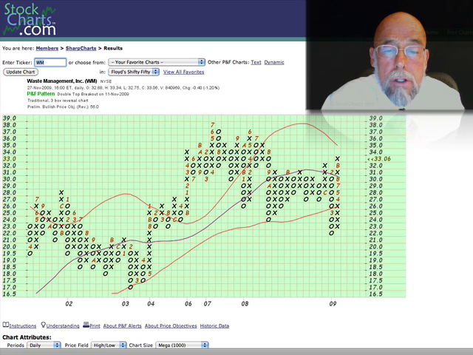Here I've got a chart on Waste Management, a stock that we own, and I'm going to try to give you more of an overview of how to read the stock. First of all, note that when a month begins, the point and figure chartist uses the number. So for example, this is April of 2002. This is September of 2002. This is June of 2006.